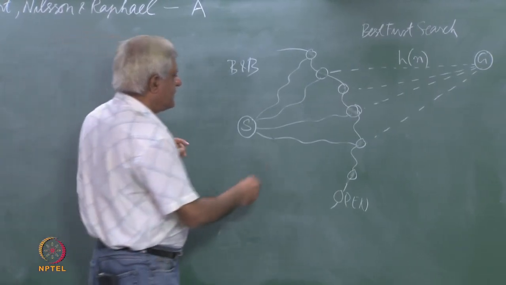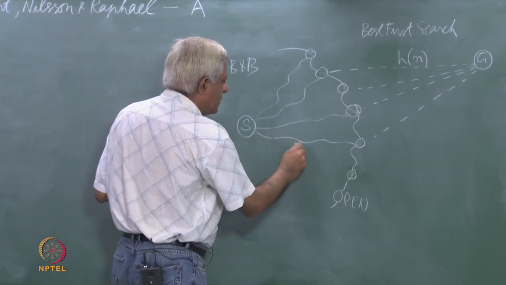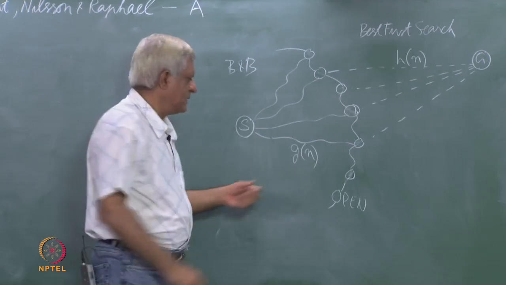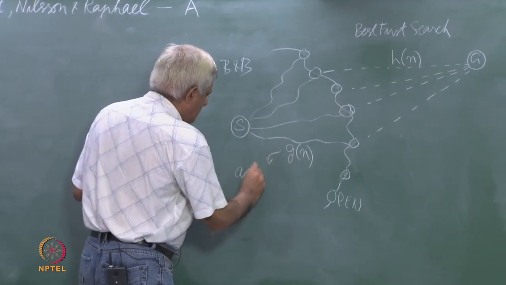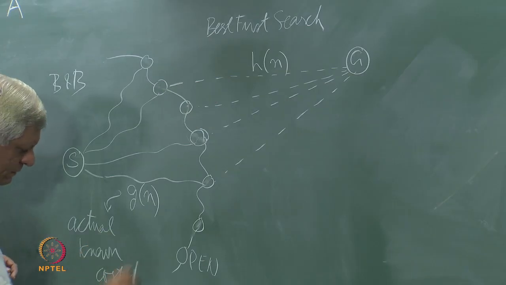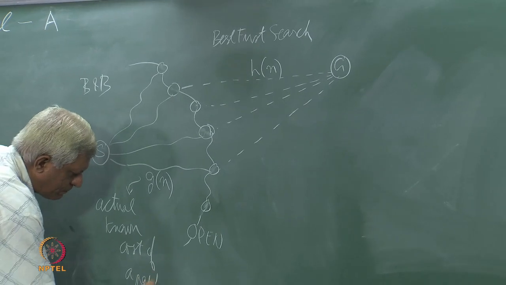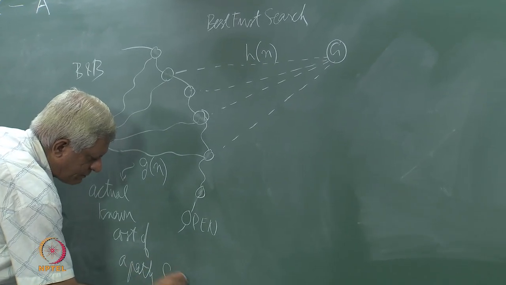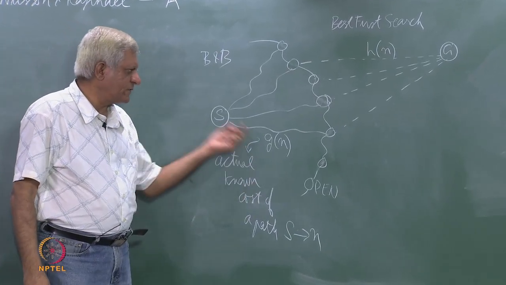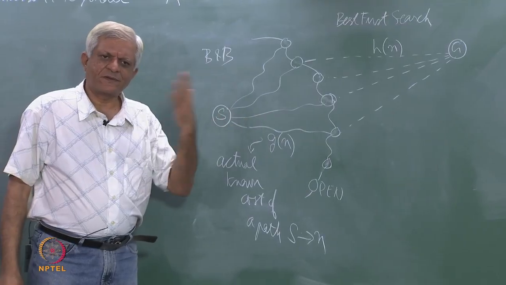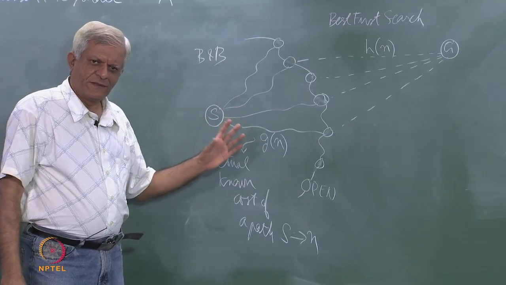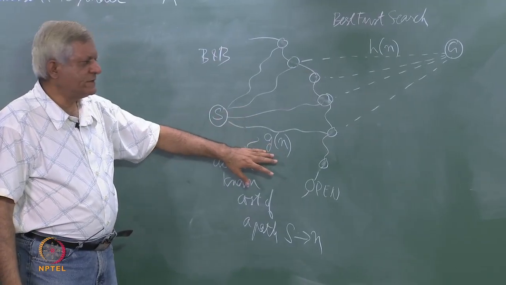So, in A star terminology, this value is called G of n, and it is the actual known cost of a path which is from S to n. So, this actual cost for this path of S to n, the kind of paths that we were drawing in Branch and Bound, we will call G of n.